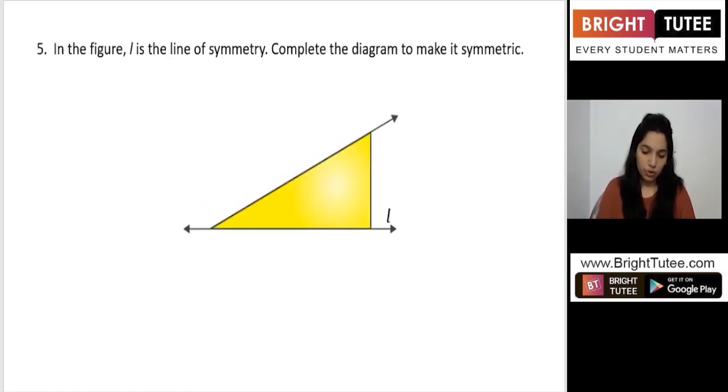Now let's move on to the next question. It says in the figure, L is the line of symmetry. Complete the diagram to make it symmetrical. So this particular line that you see, L is the line of symmetry. We need to draw a triangle that is shown and with this particular ray. So first of all, I'm trying to put a ray at first so that the diagram looks neat. So starting from here it goes this as the line, right?